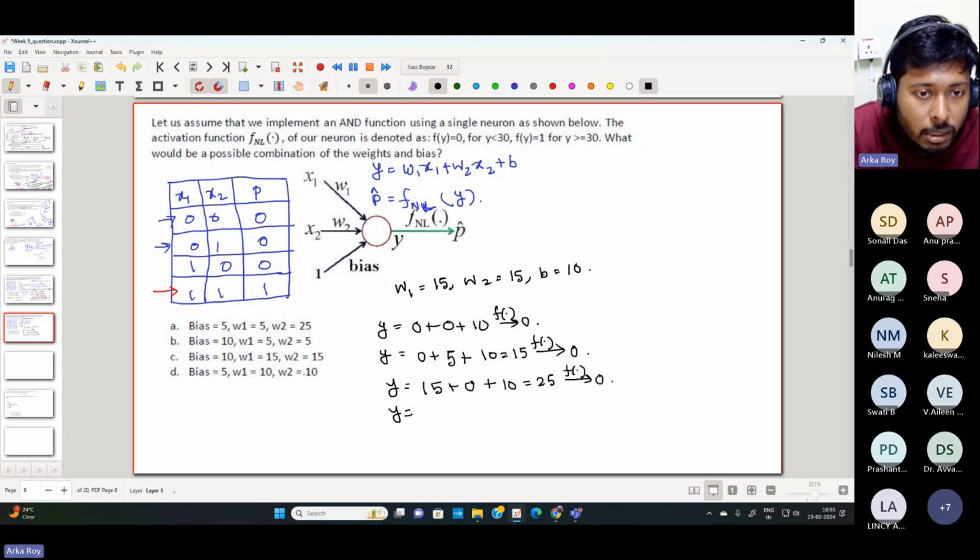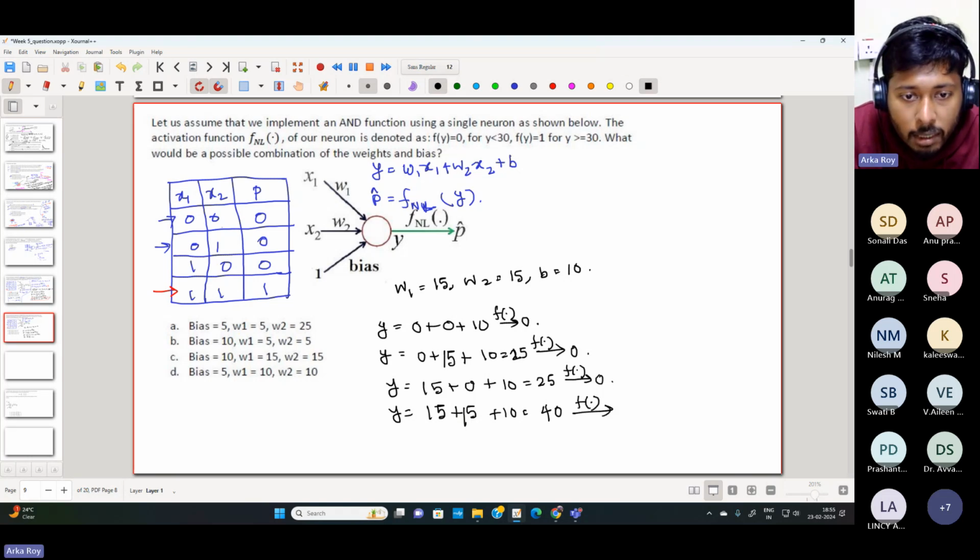And for the last condition, let us check. So it will be 15 plus 15. Okay, so both are 15, right? So over here it will be 15 plus 15 plus 10. So it will give you 40.